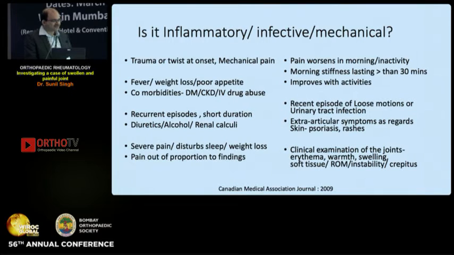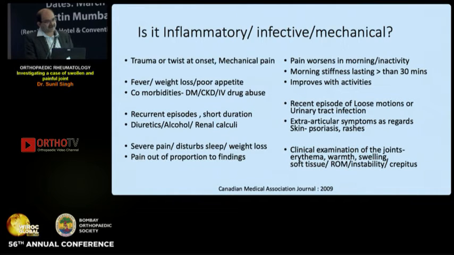The next thing to determine is, is it inflammatory, infective, or mechanical? A history of trauma, of course, suggests a structural derangement. Fever would favor an infection. A recurrent episode lasting a short duration is suggestive of crystal arthropathy, whereas a severe pain that disturbs sleep at night may be indicating towards a malignancy.